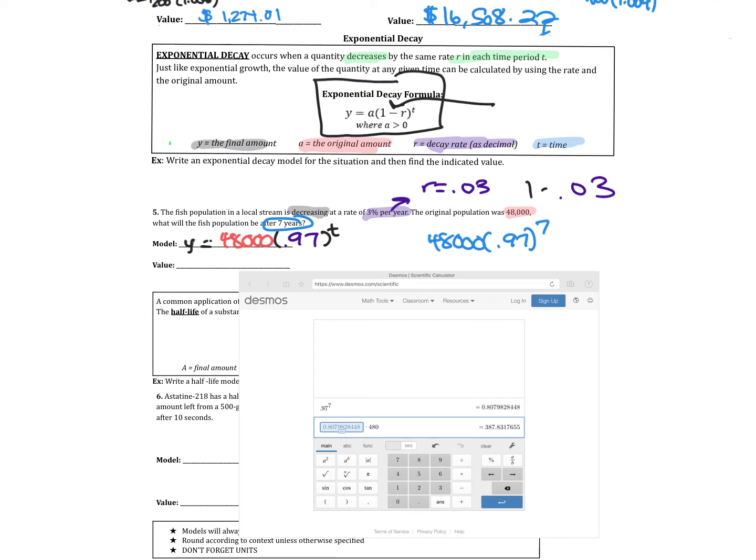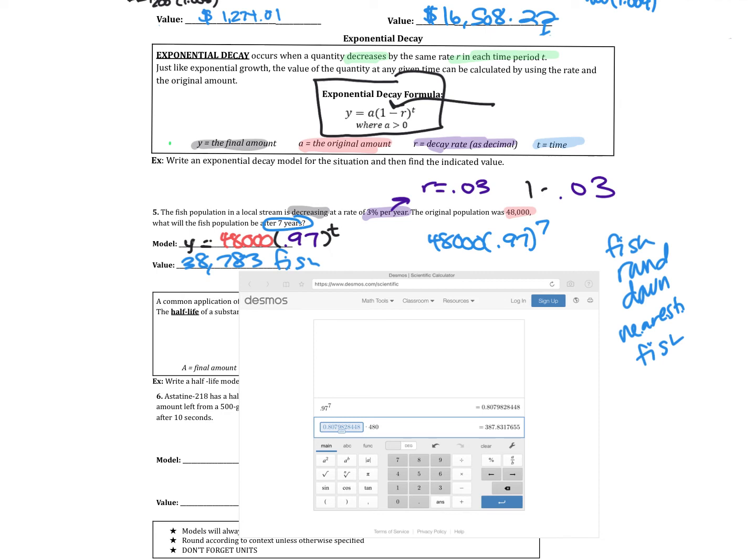So here's something really important. We're talking about fish, and in the math world, we don't live in a world where there are partial fish. In the math world, things are perfect. So you are going to round down to the nearest fish. If I only have 0.17 of a fish, I don't have a whole other fish. So this is going to be 38,783 fish. 38,783. And don't forget the word fish because that is your units.